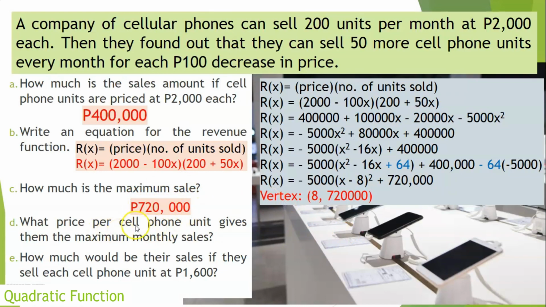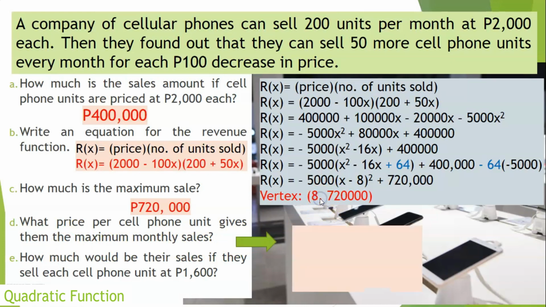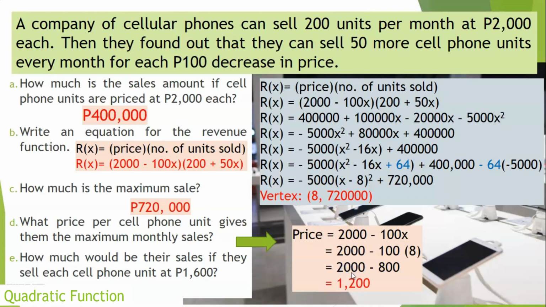Next, what price per cell phone unit gives them the maximum monthly sale? So take note, we have 8 here. And the price of the cell phone unit is set at 2,000 minus 100x. So this would be 2,000 minus 100 times 8. So that would be 2,000 minus 800. So therefore, the answer will be 1,200 pesos.